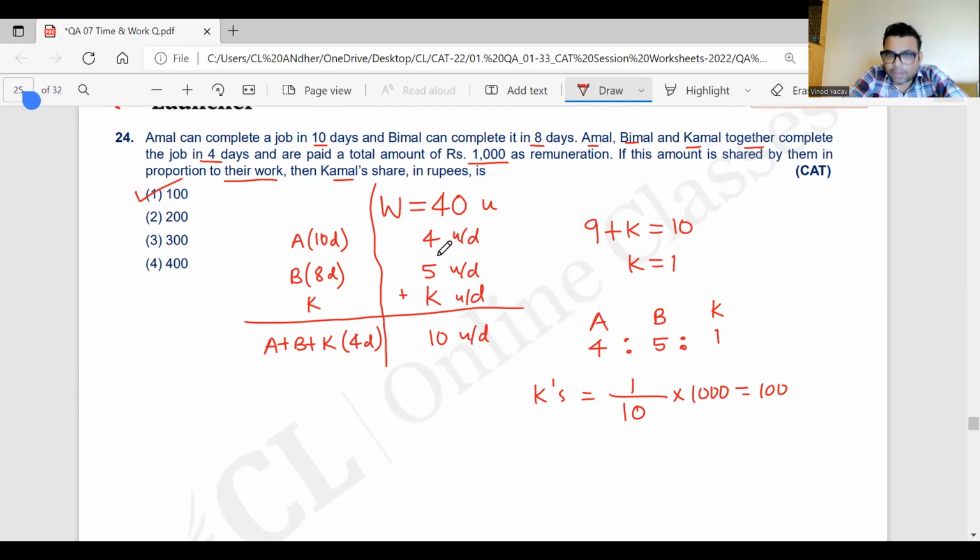Okay, understood? Yes. So these are some basic varieties of questions which will make the foundation stronger. Then further questions we will do in class.